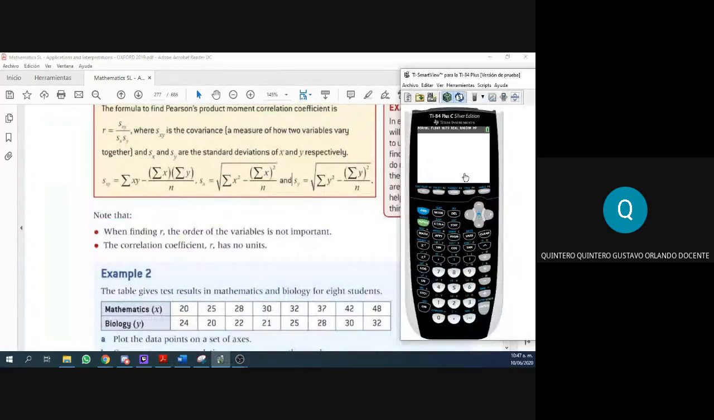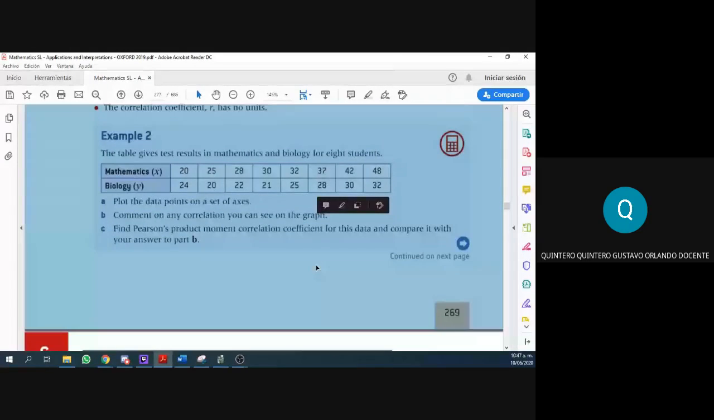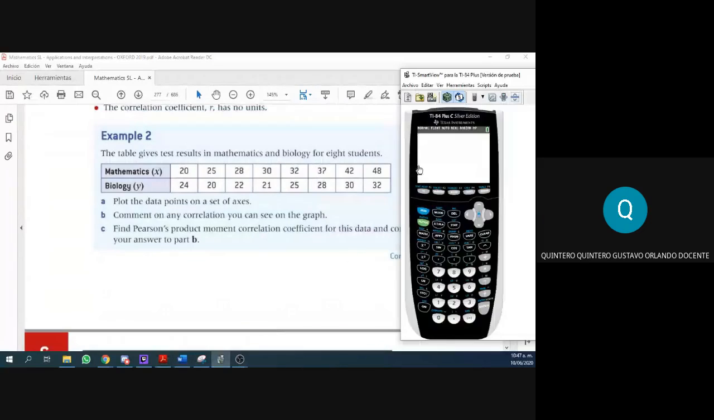All right, so guys, please try to do what I do in the calculator, all right? What we want to do first is write all this data in the calculator. And then once we have all the data in the calculator, we are going to tell the calculator to find the product correlation coefficient, all right? How do we do that? Simply let's go to statistics.